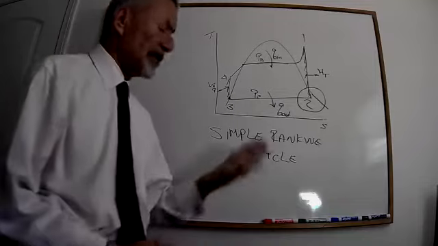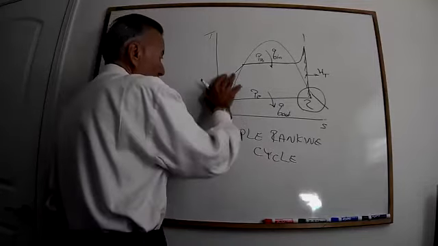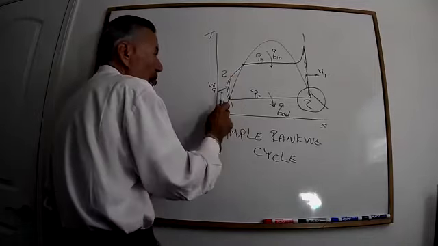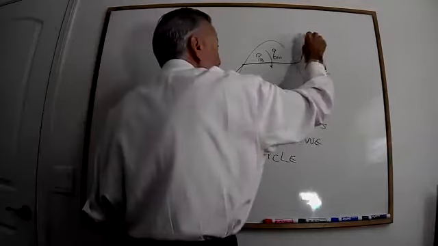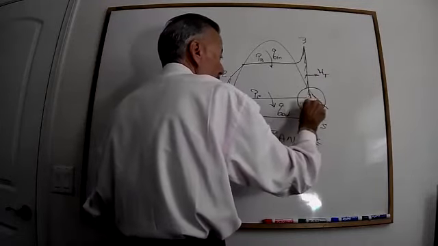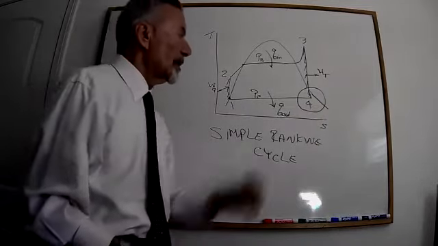So that's basically the concept of a simple Rankine cycle. Again, make sure your point 1 is here. That's your source. This is at the end of the boiler. And this is where you come to the mixture at the end of the turbine.